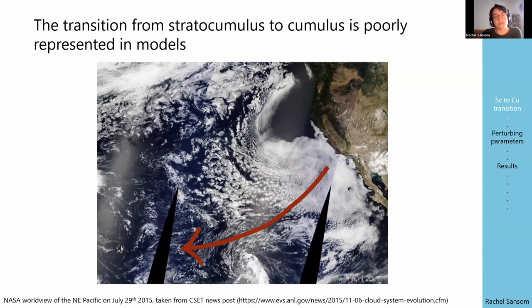And this transition is very poorly represented in models, but as you can hopefully see, there's a large change in the albedo, the radiative effect of these clouds, with the stratocumulus being much more reflective in that area versus the darker ocean that's showing through between the cumulus clouds.